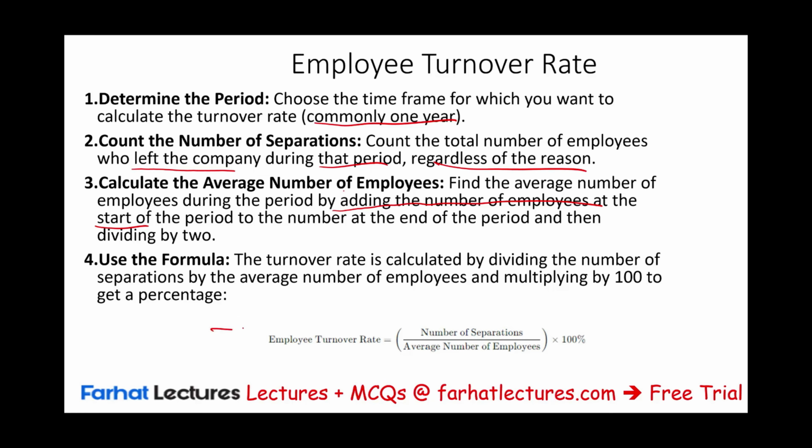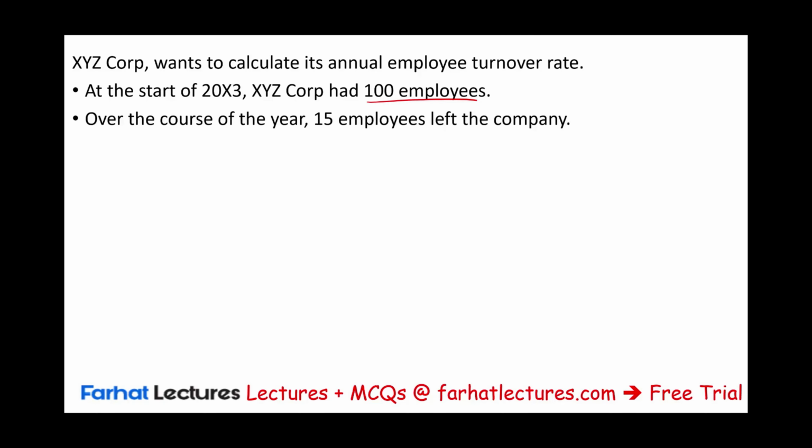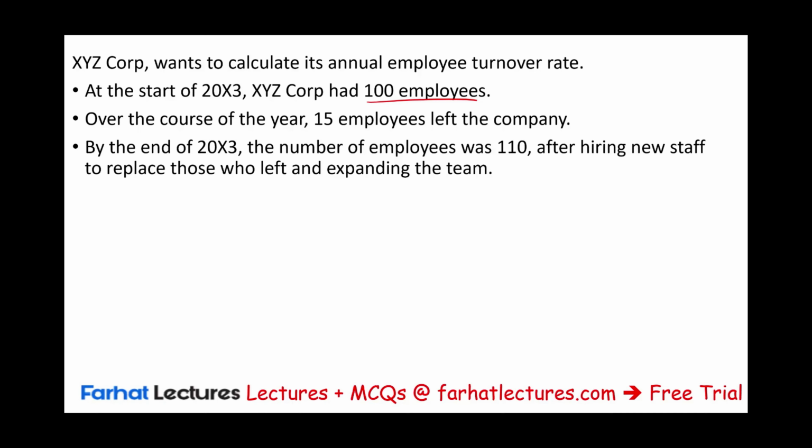Then we're going to use this formula here to compute employee turnover, which is the number of separations, number 2, divided by number 3, the average number of employees. Let's work an example to put figures on this. At the start of the year, XYZ company had 100 employees. Over the year, we had 15 separations that left the company. By the end of the year, we had 110 employees after we replaced the people that left.